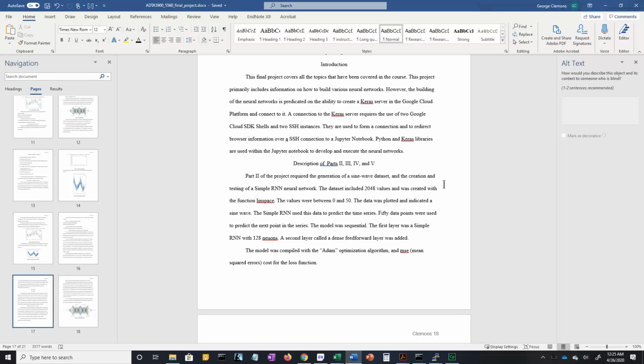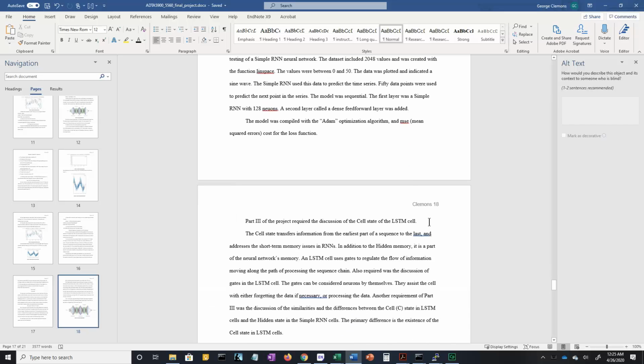The model was sequential. The first layer was a simple RNN with 128 neurons. A second layer, called a dense feed-forward layer, was added. The model was compiled with the ADAM optimization algorithm with mean squared error as the loss function.